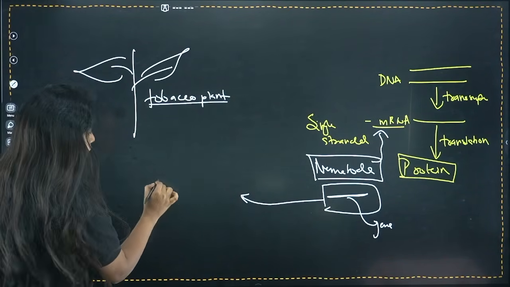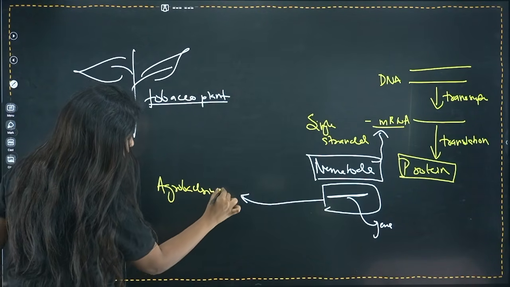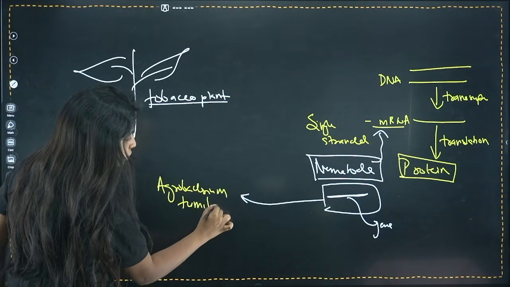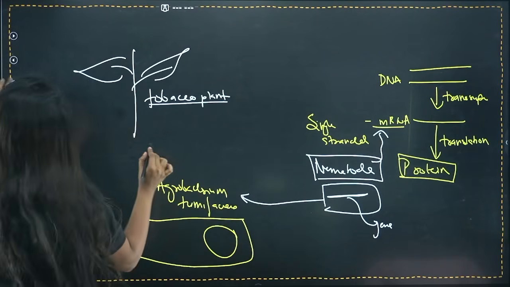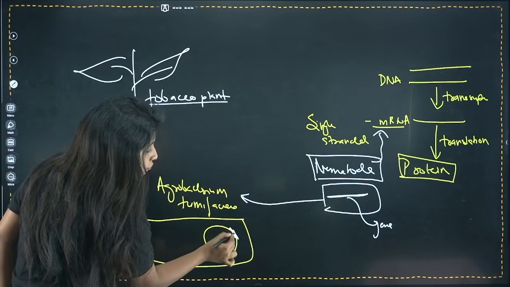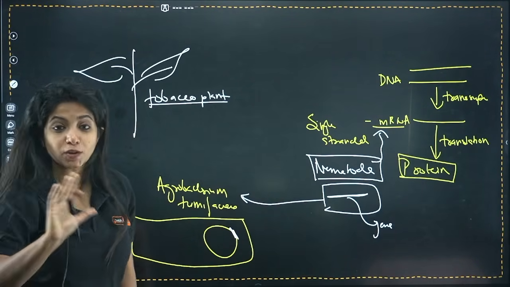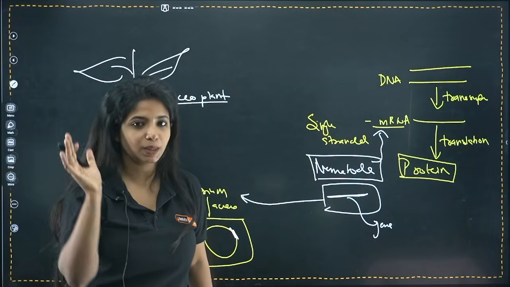What is a vector over here? I told you it is going to be Agrobacterium tumefaciens. Here I have the plasmid. In the plasmid, I am going to put the gene right over here which I have taken from this organism. This gene is not going to form the protein. Do not be worried. It is not going to form the protein. It is going to form something else. I am telling you.